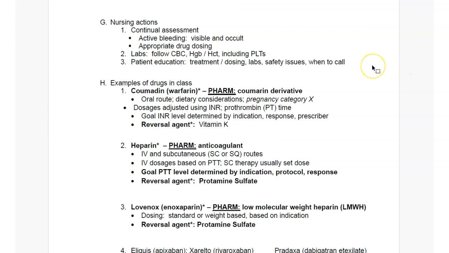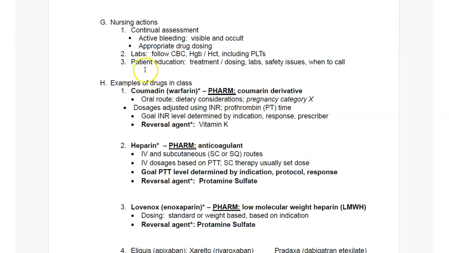So nursing actions are things that we need to do for our patients when they're taking anticoagulants. We need to make sure we continuously assess them for active bleeding, both visible and occult. Make sure that they're receiving the right dose, and again, assess for the effects and side effects of the medication. We need to look at our labs. So follow our CBC, our hemoglobin and hematocrit, as well as our platelet levels, right? For signs and symptoms of bleeding, as well as if their platelet is really low, then they may be at risk for bleeding.